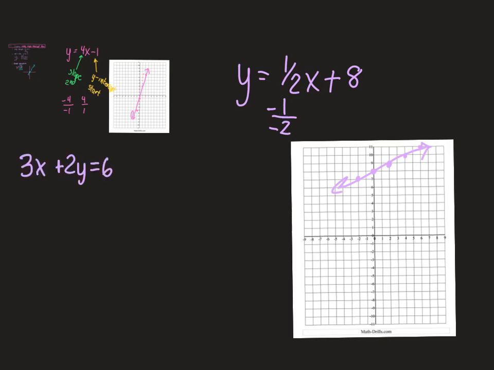Now, they're not always going to be so nice to us. They might put it back in standard form, not in slope-intercept form. They might put it in standard form, but they want us to do this new method.